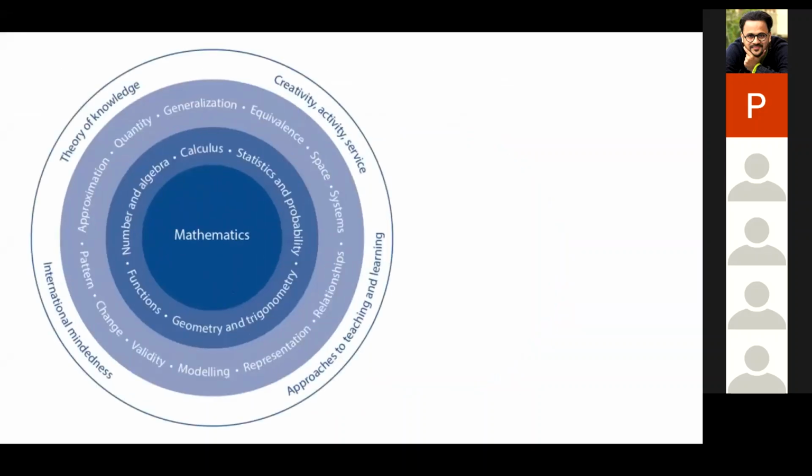Now we will see here the structure of mathematics. Basically, our mathematics of IB diploma, either AA or AI, consists of 5 units: number and algebra, functions, geometry and trigonometry, statistics and probability, and calculus. And the concepts would be approximation, quantity, generalization, equivalence, space, system, relationship, representation, modeling, validity, changes, pattern.